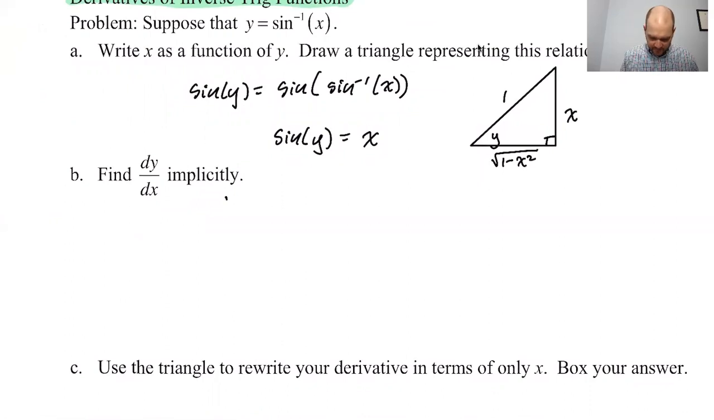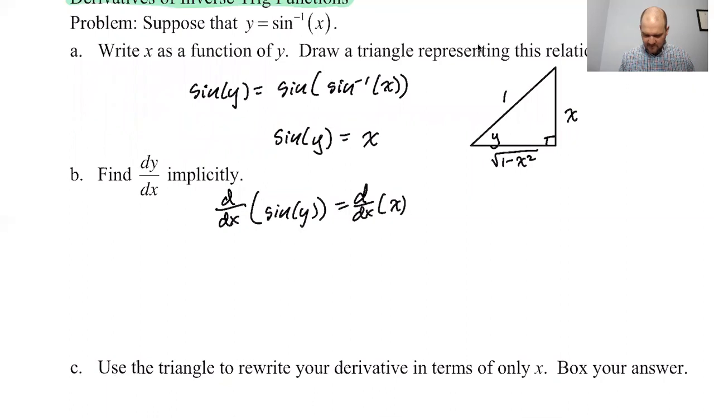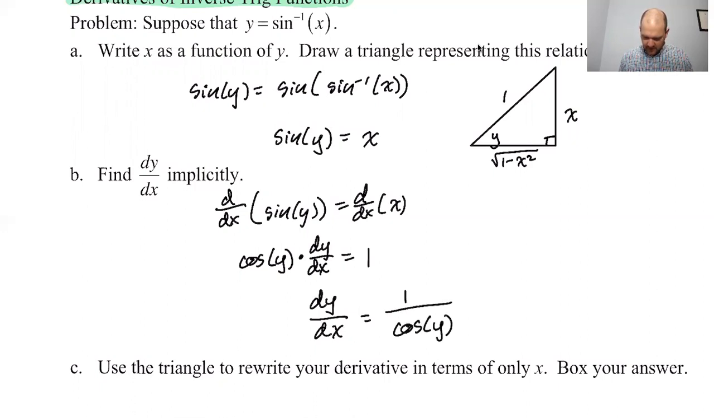Now, the next part says, find dy/dx implicitly. So I'm going to find the derivative with respect to x of sine of y, and the derivative with respect to x of x. The derivative of sine of something is cosine of that thing, so cosine of y times the derivative of that thing. y is a function of x, so times dy/dx, chain rule, and then 1. So then dy/dx is 1 over the cosine of y, which you might prefer to write as secant of y, because 1 over cosine is secant. I don't think it benefits you much in this case, but you could if you wanted to.